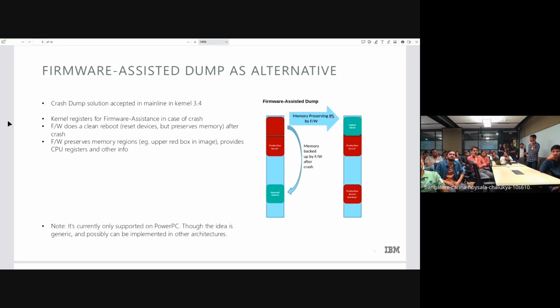So this time we are depending on the firmware to boot us, which is at least more reliable than a crashed kernel. And we are having all devices reset, so we don't get any DMA ongoing issues or the device reset issues.